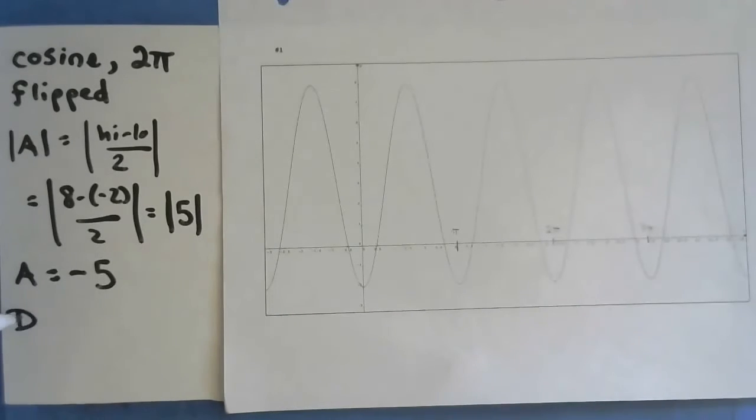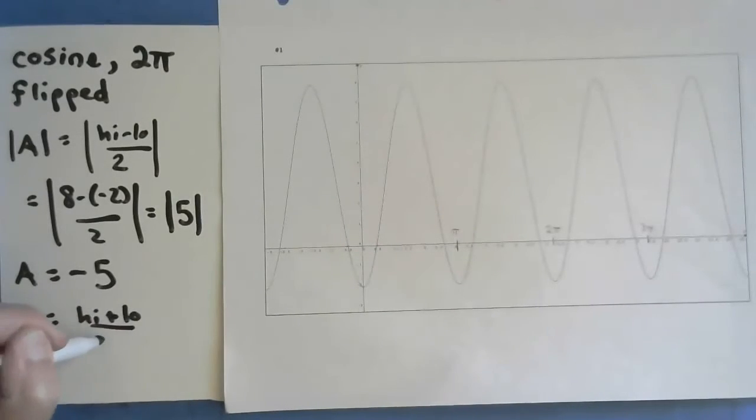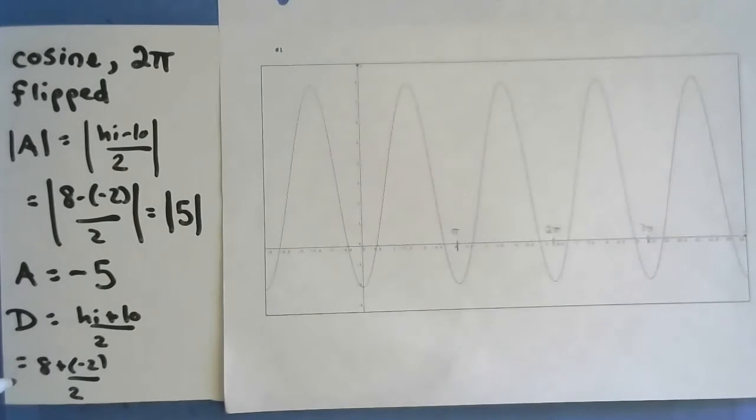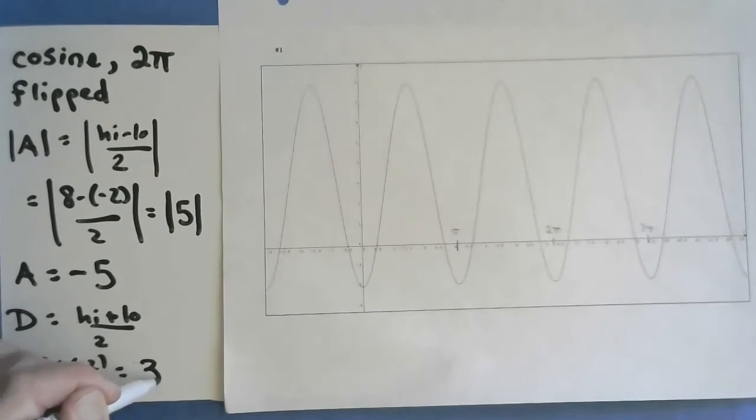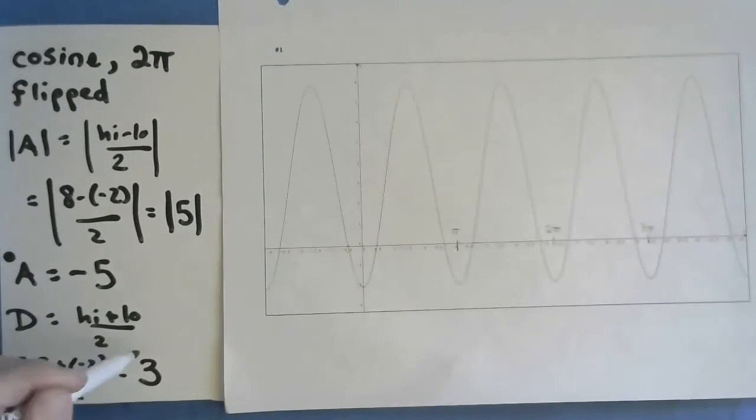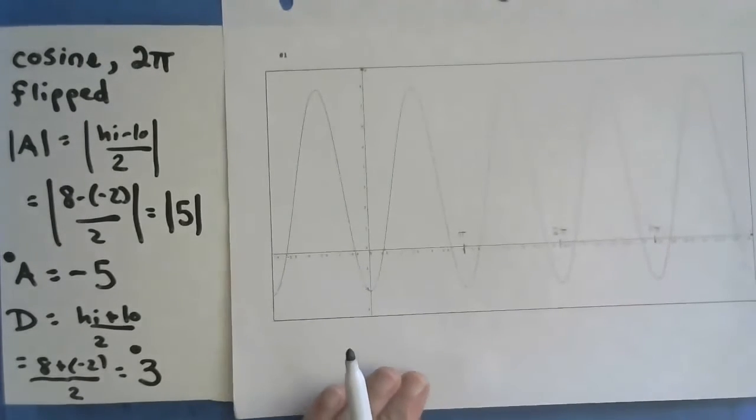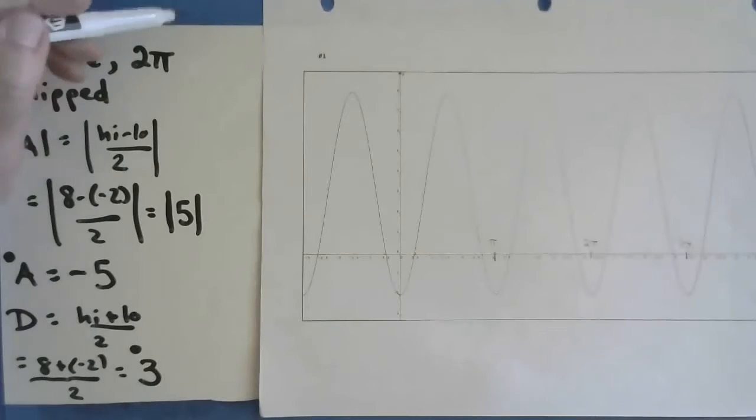Now I want to find D, which is the high plus the low over 2. So that's 8 plus a minus 2 over 2, which is 6 over 2, and that's 3. So I know that my A is 5 and my D is 3. And I just put some marks there to help me find them. When I want to get back to them, I'm like, where did I put the numbers? So I put the marks there.